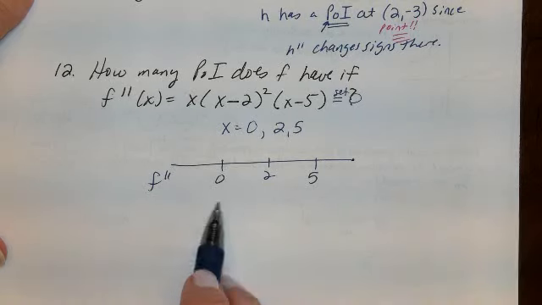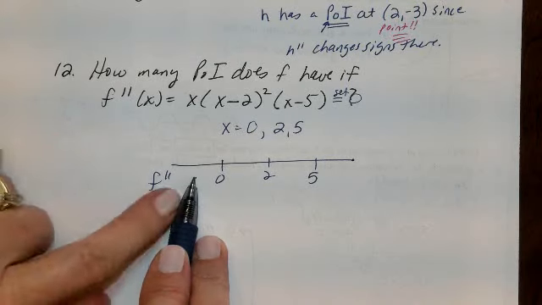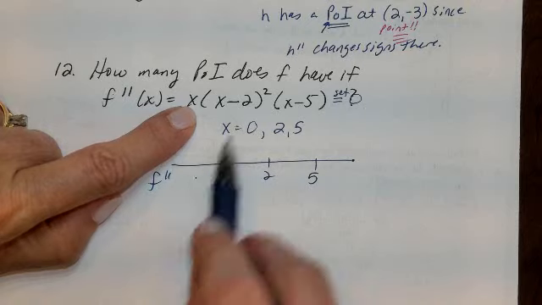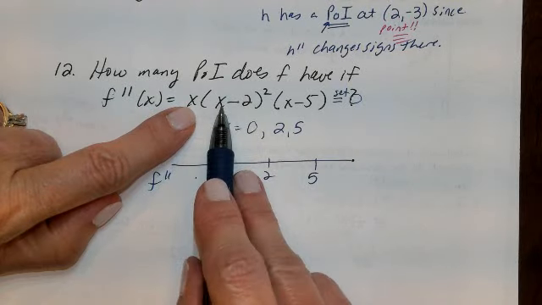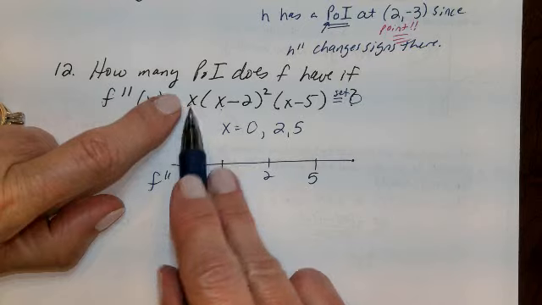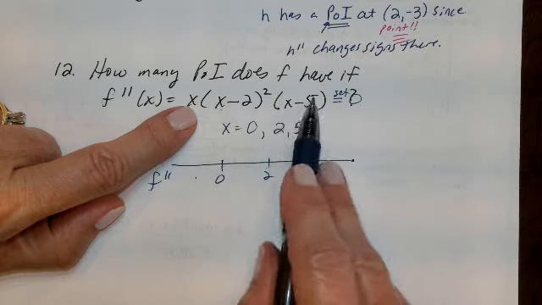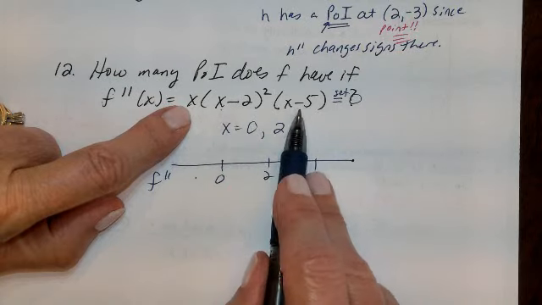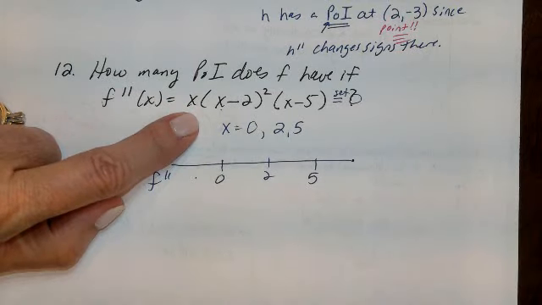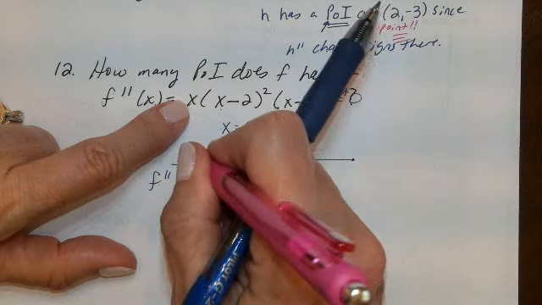If I put a negative in, like negative 1, negative, something squared will be positive. So negative times positive is negative, and then this would be another negative. So negative times positive is negative, and then negative times negative is back to positive. So this is positive here. So we're concave up.